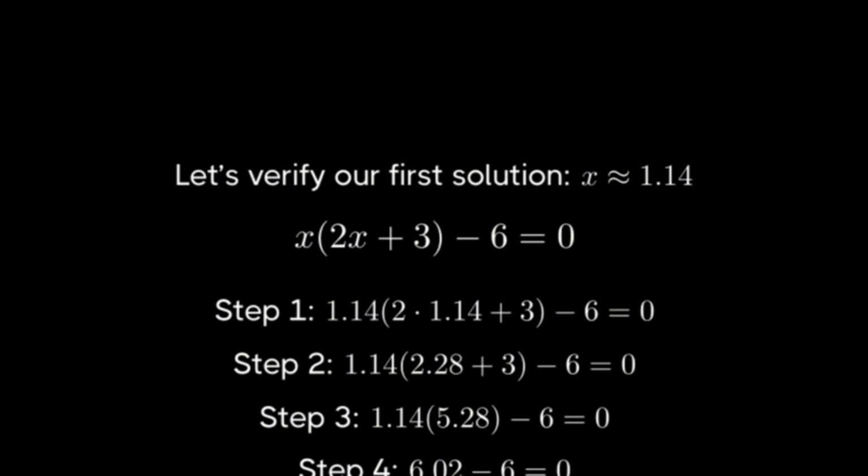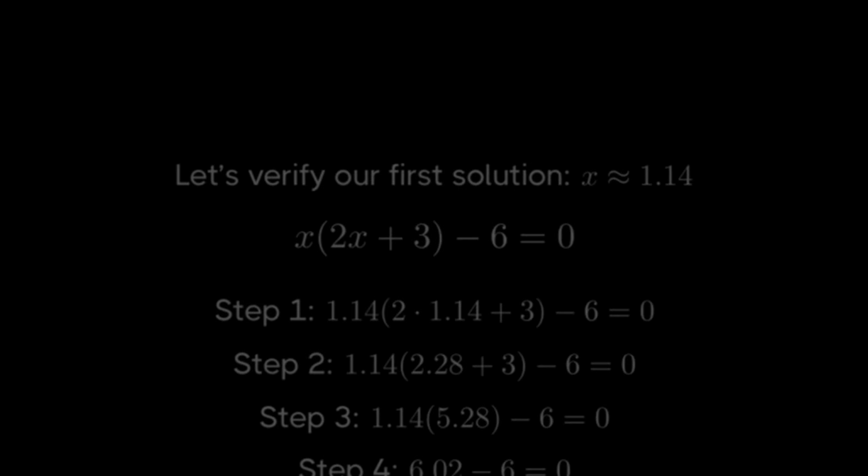Now for our third step, we multiply what's outside the parentheses with what's inside. When we multiply 1.14 by 5.28, we get 6.02. For our fourth step, we complete the left side of the equation by subtracting 6 from 6.02, which gives us 0.02, which is extremely close to 0. The small difference is due to rounding in our calculations, since we're using an approximate value of 1.14 rather than the exact value, which would involve a square root. This confirms that x equals 1.14 is indeed a solution to our original equation.